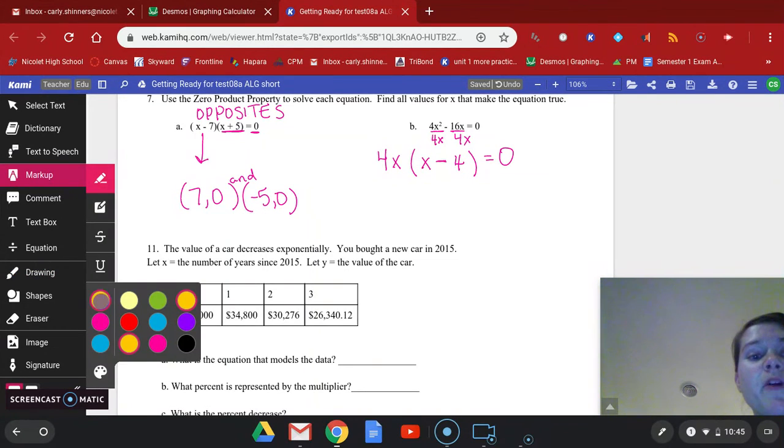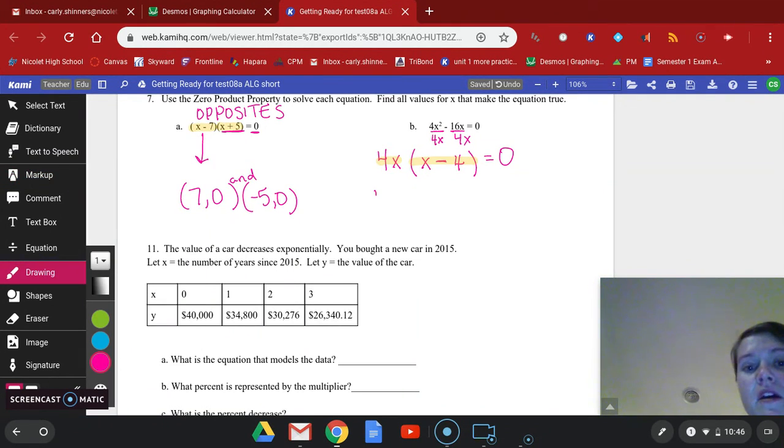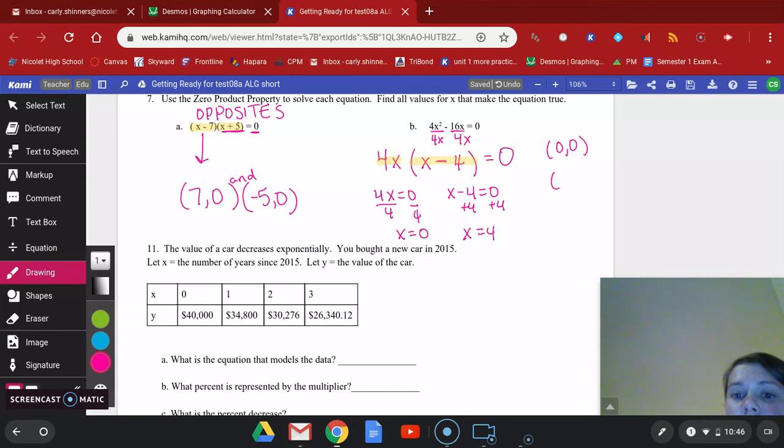So let's use the zero product property. I set these both equal to 0. So 4x equals 0 or x minus 4 equals 0. X equals 0 or x equals 4. So to write that as ordered pairs, it's 0, 0 or 4, 0.